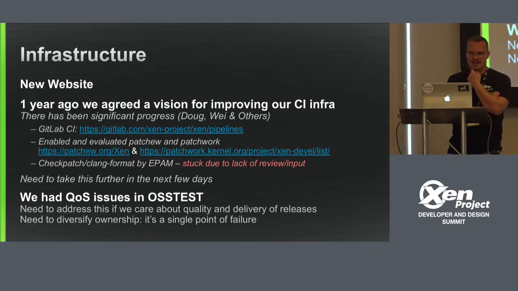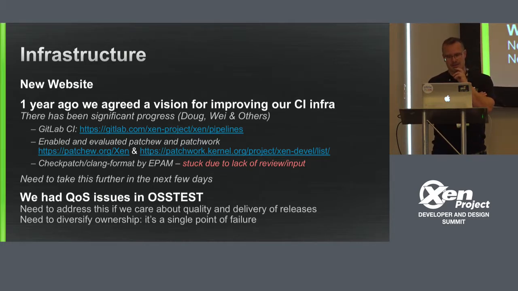process. A year ago at the summit, we agreed a vision for improving our CI infrastructure. And there's actually been significant progress in this area. But all of these things which happen are sort of unofficial bits of infrastructure, and we need to look at how can we fit that into our workflow and make everyone's life easier.